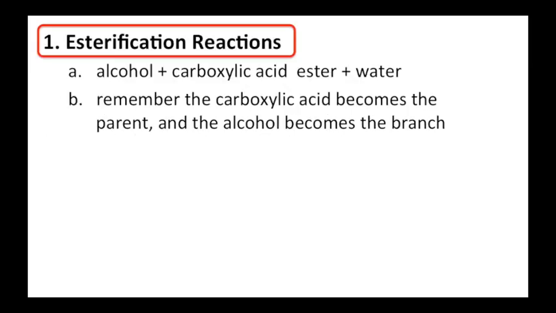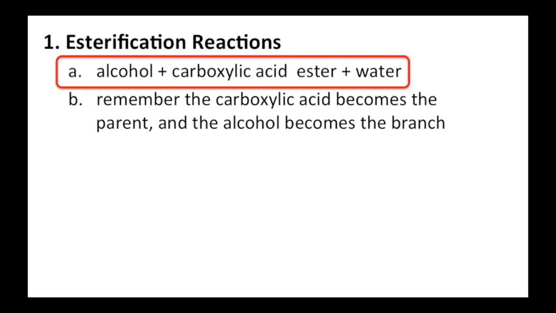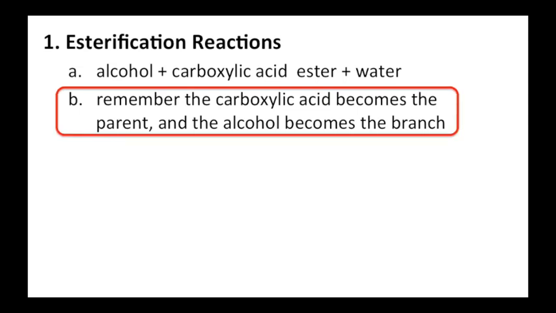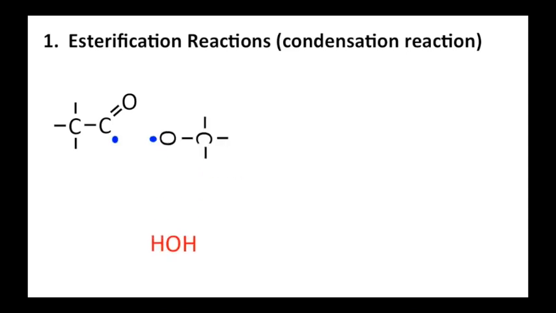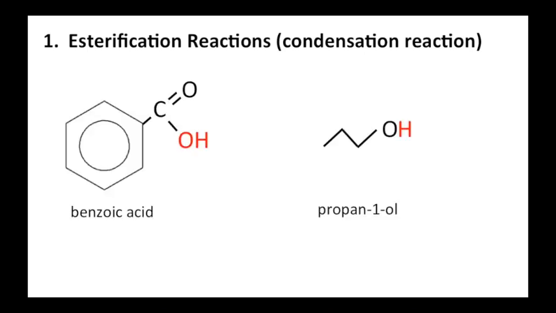Okay, now we've talked about esterification before, so we'll just quickly review that. Alcohol plus carboxylic acid makes ester and water. And remember, the carboxylic acid becomes the parent and the alcohol becomes the branch. So here it is again. H and OH are removed and the alcohol moves over and now we have an ester. Now you've seen this a couple of times already.